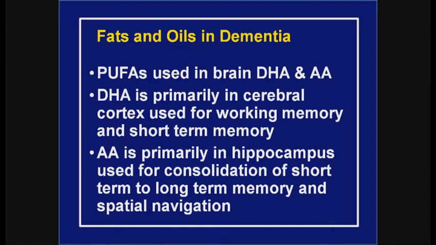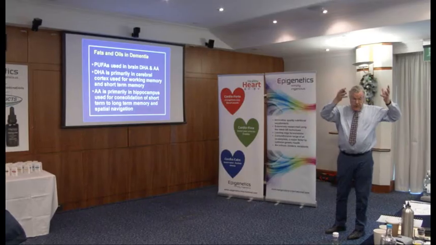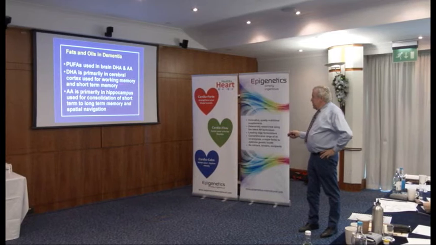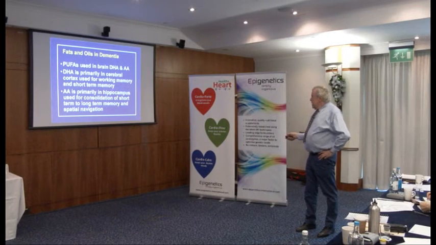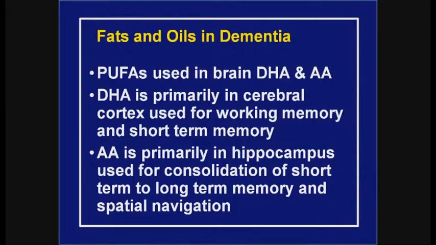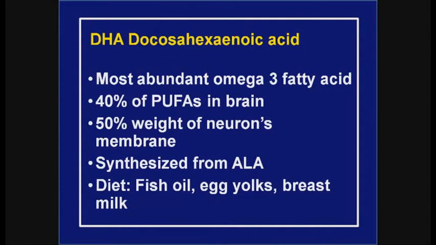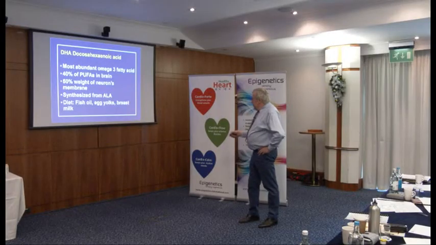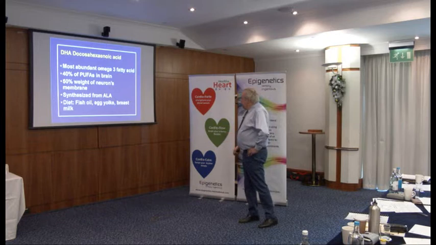DHA is primarily in the cerebral cortex. That's the frontal part there, used for working memory and short-term memory. AA is primarily in the hippocampus and is used for consolidation of short-term memory to long-term memory and spatial navigation. DHA is the most abundant omega-3 oil in the brain generally, 40% in the brain, 50% in weight of the neuromembranes. It's synthesized from alpha-linolenic acid, rich in fish, egg yolks, and breast milk.